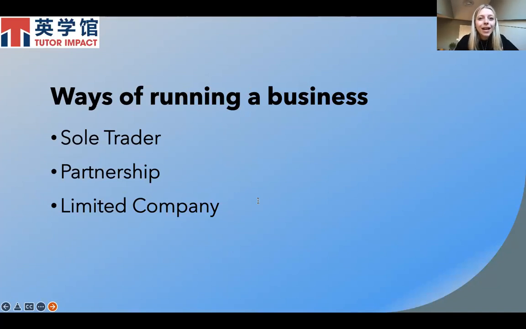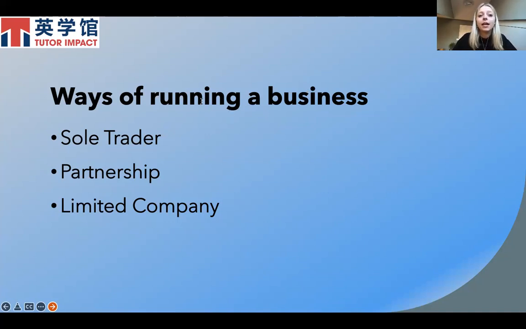There are three main structures when it comes to running a business, and you might not have heard of these before. The first one is a sole trader. This is the simplest type of business form, and it's where there's one person who owns and operates the entire business, and they can also hire others to help them. But they're at the front of it all, dealing with everything and organizing everything. So it's just one person running the whole enterprise, and that's what a sole trader is.